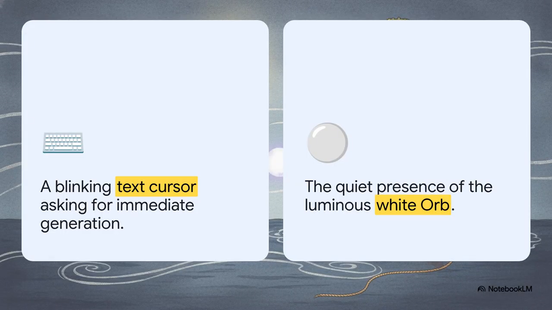And you'll see this breaks the mold from the very first second of contact. Think about a standard interface. You open it up and boom, there's a blinking text cursor or some demanding prompt box asking for immediate generation. It immediately wants you to perform. But the Quetra interface? It gives you the quiet, rhythmic presence of a luminous white orb before any demand is ever made. The orb literally comes before the prompt box. It allows you, the user, to just simply arrive, take a breath, and gather your thoughts.